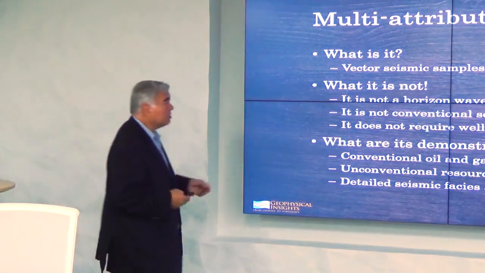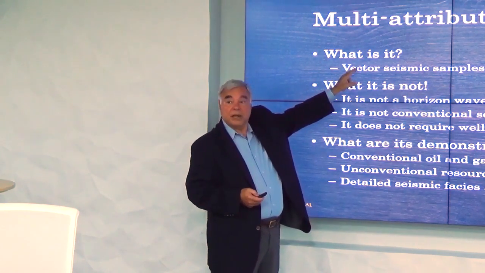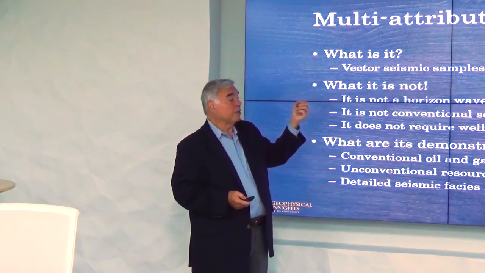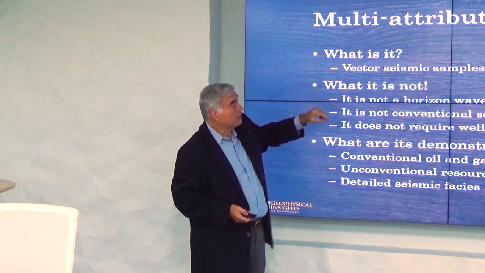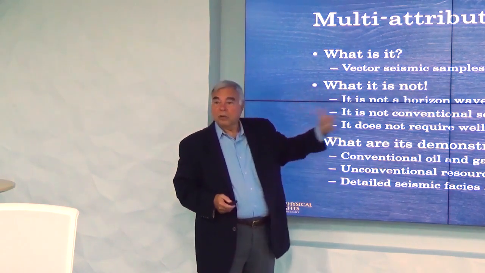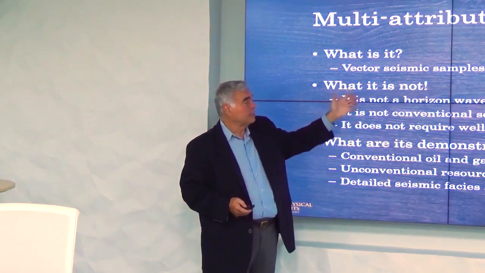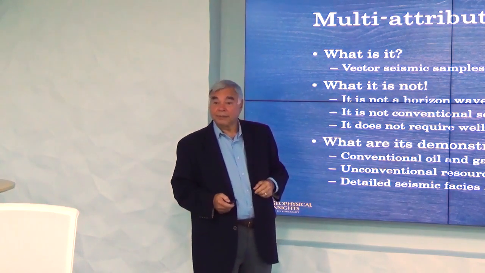Okay, so multi-attribute seismic interpretation is at every seismic sample now, rather than a single value like amplitude, we have a vector. If we've got 5 attributes, it's a 5-component vector. That's easy enough to understand. We're going to use neural networks and machine learning to try to sort all this out, and it is not something that has to do with reflection wavelets.